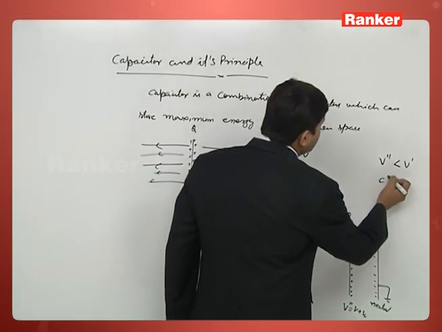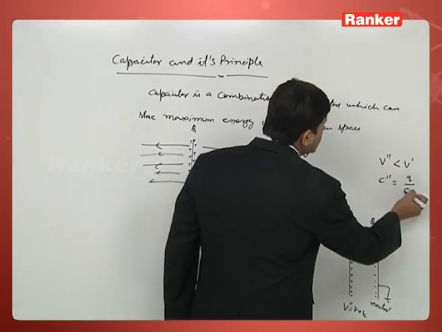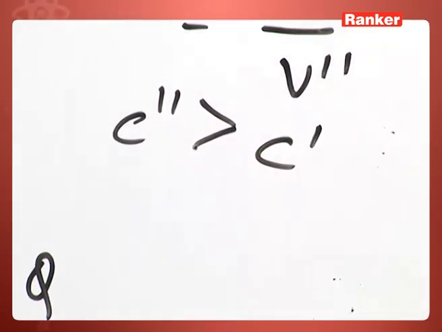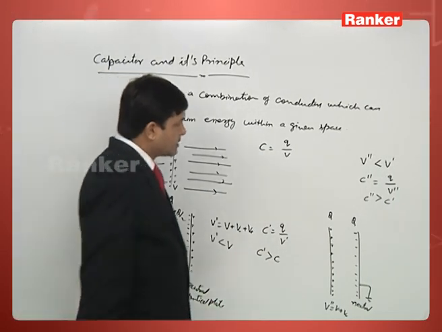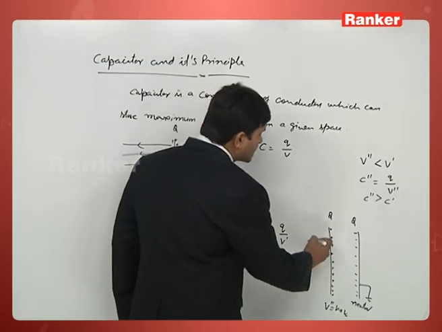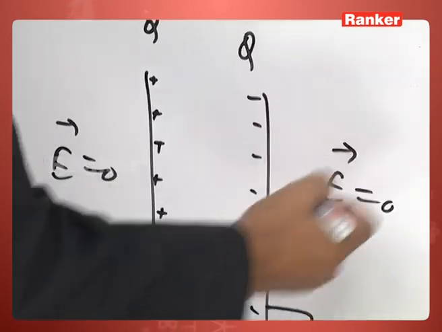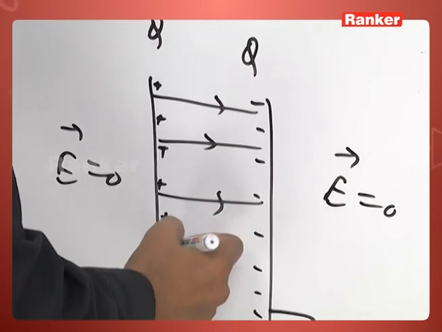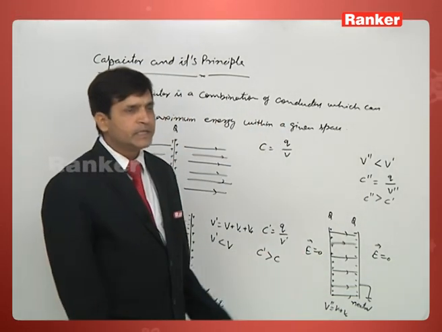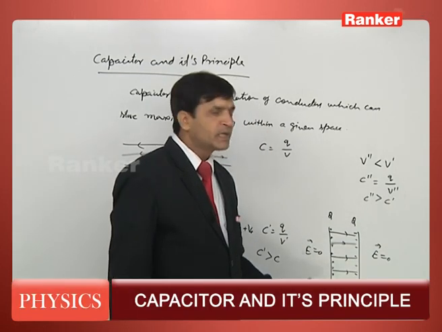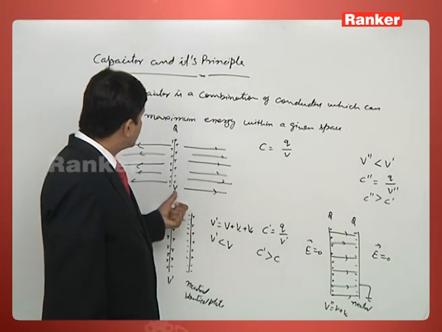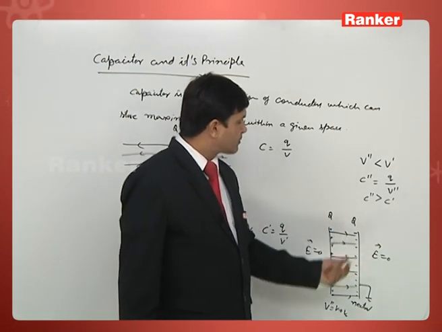So the new capacitance is Q by V double dash, and this new capacitance is still greater than the previous capacitance C dash. Another very important point: now if I talk about the electric field, there is no electric field here. Here the electric field will be 0, here also 0, and the electric field exists only in this region between the plates. So there is no problem carrying this set of two plates from one point to another. There are no hazards, because outside the plates there is no electric field. It is very safe, and it has more capacity than the earlier case.